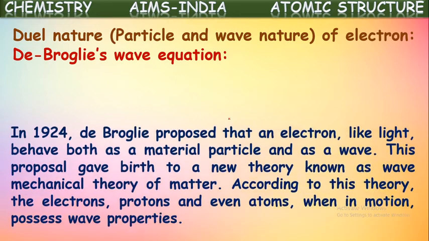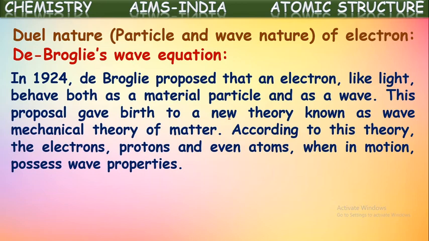In 1924, De Broglie proposed that an electron, like light, behaves both as a material particle and as a wave. Yes, in 1924, De Broglie proposed that these electrons behave in both ways, like material particles as well as waves. This proposal gave birth to the new theory known as the wave mechanical theory of matter.